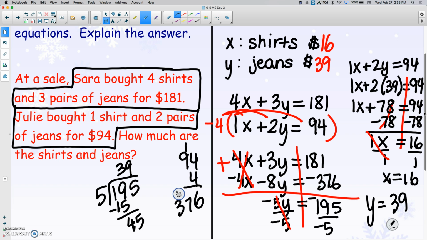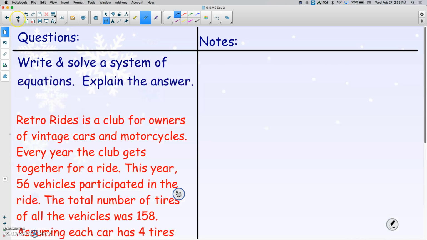So explaining the answer is right up here. This is enough information to explain it. Each shirt is $16 and each pair of jeans is $39. Next example.